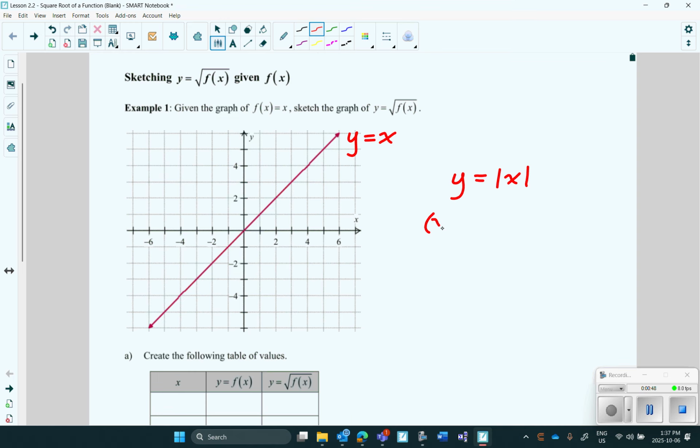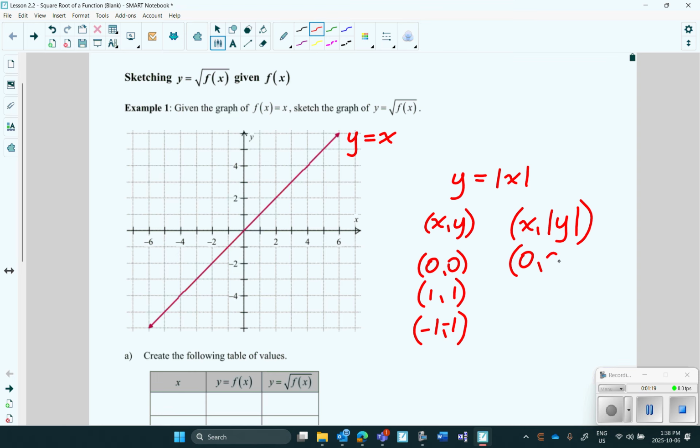So in the original, we would have 0, 0, 1, 1. We could pick just 3 points. Maybe we should get points down here: -1, -1, pardon me. And then we take the absolute value of the y coordinate, not of the x. Okay? Only the y.